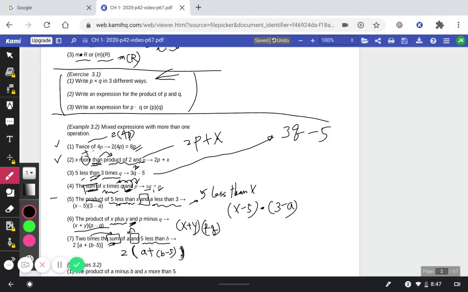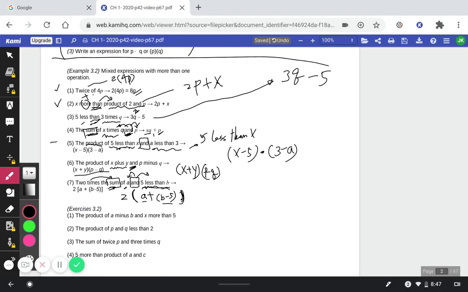What do they say about the sum? a and 5 lesser than b. So it's not a and 5. Before the "and", you only have one term, a. After the "and", you have a whole expression, 5 lesser than b, which is b minus 5. So you're adding these 2 terms. Does this make sense?